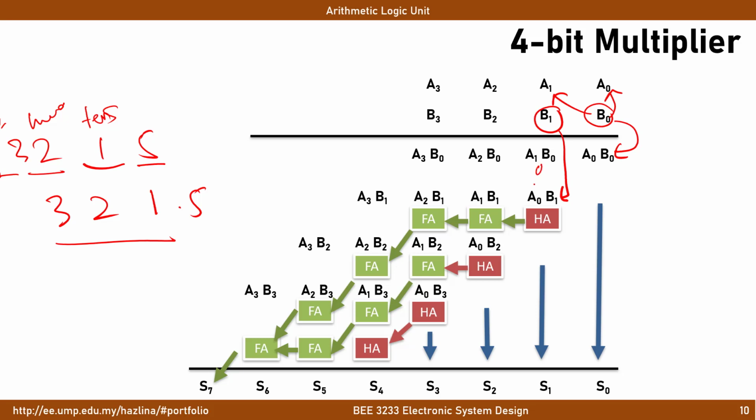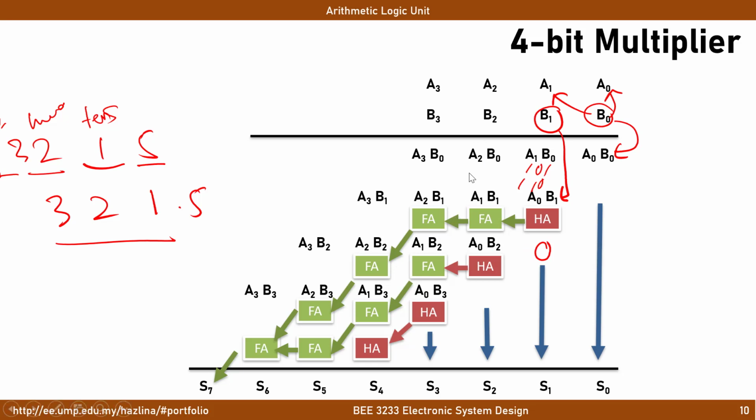If it is 0 and 1, no issue. 1 and 0, no issue. But if it is 1, 1, you would have two numbers here: 0 and 1, which will become carry in at the third column. So to cater that, you require a full adder to add these two items, and you require another half adder to add in these two as well as this carry out just now.